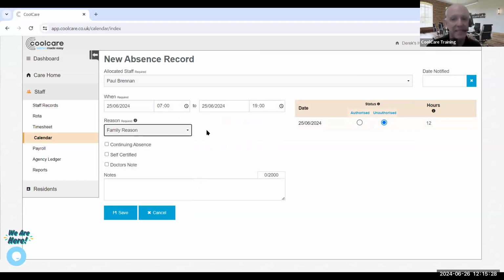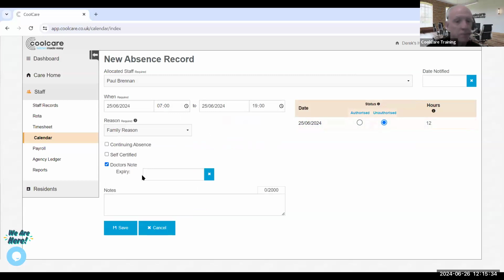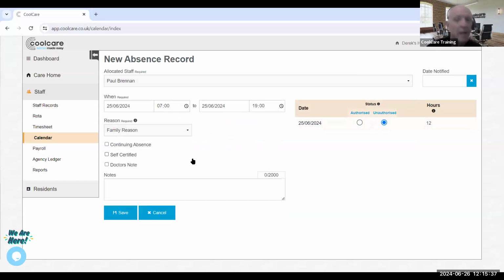Now, if Paul had been sick, I could say self-certified, or I could say doctor's note, and then it'll ask me to put in an expiry date. If the absence is going to be a long absence, maybe it's a bereavement and you don't know when exactly the person's coming back, or it's maternity leave, even if you know the dates, but it's going to be a long, long absence, what you always do is go for continuing absence. If you put continuing absence, every day it'll just add an absence to the record. When that person comes back, say on the 1st of August, you go into the calendar, 1st of August, go into the absence, untick that, and that's it. The continuing absence will stop.